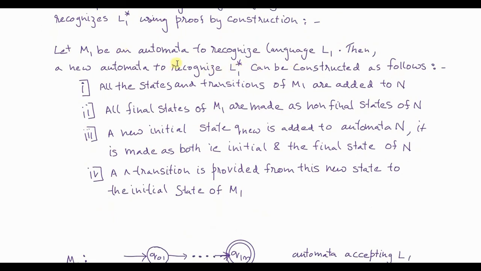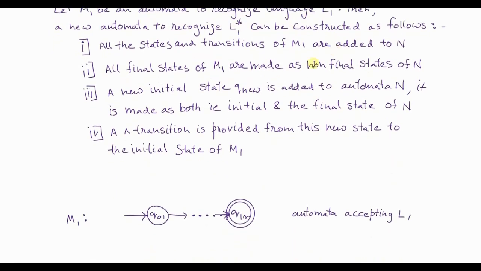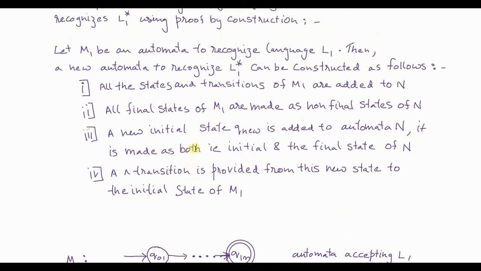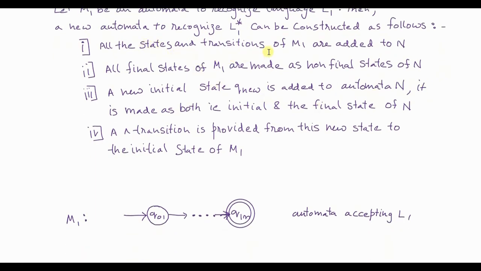Let M1 be an automata to recognize the language L1. So let's consider that this is that automata M1, that accepts language L1. Q01 is the start state, Q1n is the final state of automata M1 recognizing L1. So in that case now, a new automata capital N to recognize L1 star can be constructed as follows. So we are going to construct a new automata now. First, all the states and transitions of M1 are added to N.